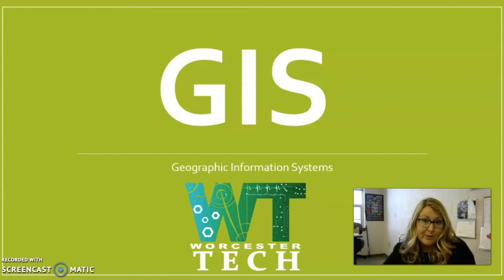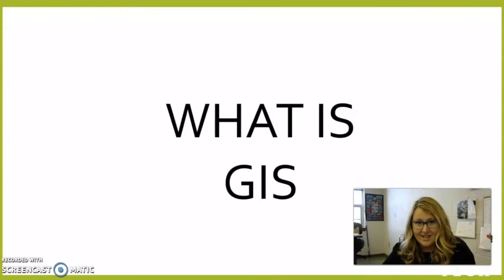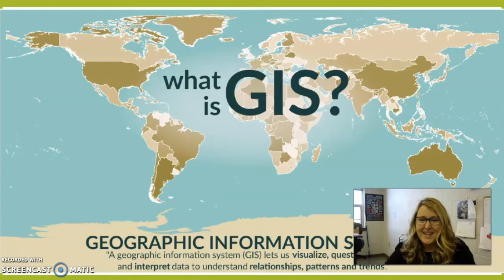I know, you might be wondering, what is GIS? Let's take a look. GIS stands for Geographic Information Systems. It lets us visualize, question, analyze, and interpret data to understand relationships, patterns, and trends. As you can see from this picture, we make maps. Not just regular maps though, we make pretty fancy, smart maps.